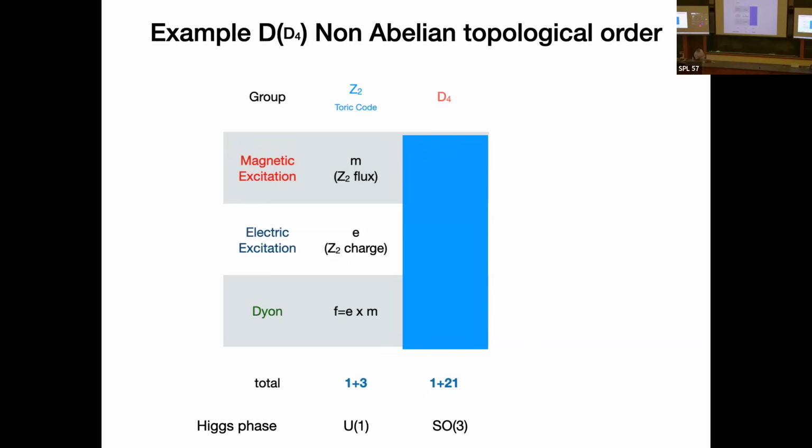There were charges. You can think of them as Z2 charges under Z2, representations of Z2. There's a dual excitation, the flux. That's what you get the Berry's phase on going around, the Aharonov-Bohm phase on going around. It's a flux of 0 or pi. And then there's a dyon, the product of these two, which, as I said, the nice thing that comes out is that it's a fermion.